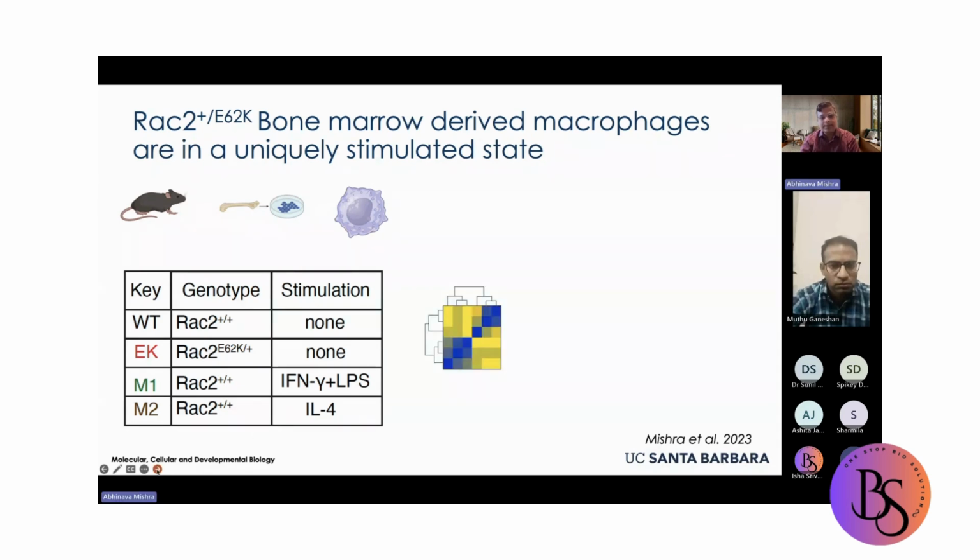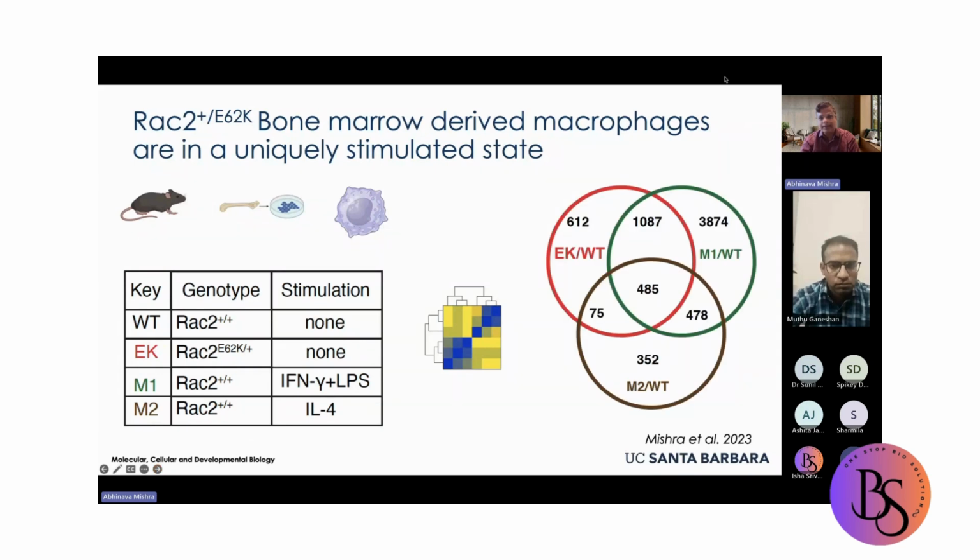So when we did the RNA-seq, what we found, you can see here, the differential gene expression in the RAC E62K doesn't fully overlap with the M1 or M2, but it does share a large signature with the M1-like macrophages. As you can see here, there are 1,000 genes which are common between the E62K and the M1, as opposed to M2 and the E62K, where only 75 are being shared here.